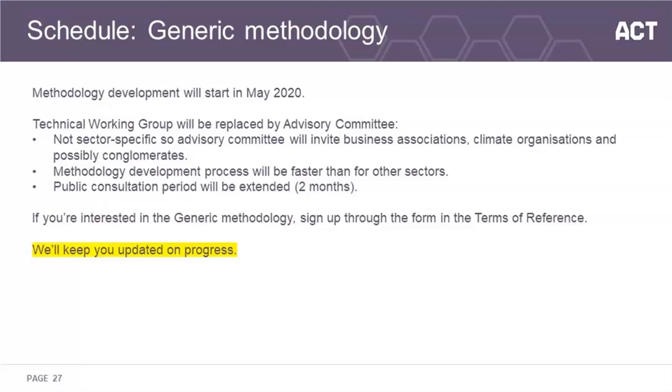The methodology development process will be faster than for other sectors. For other sectors, it will end in late November or beginning of December. It will be earlier for the generic methodology, and the public consultation period will be extended, probably 2 months long, because as it is not sector specific, it must be available for a longer time to allow all the people to give feedback and inputs for this public consultation. If you're interested in the generic methodology, you will also have to sign up through the form in the terms of reference, and we'll keep you updated on progress and on the detailed schedule of the generic methodology development.